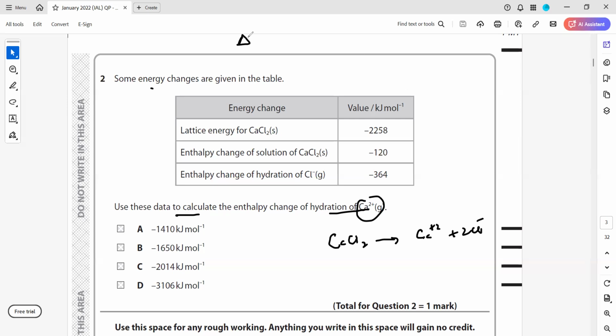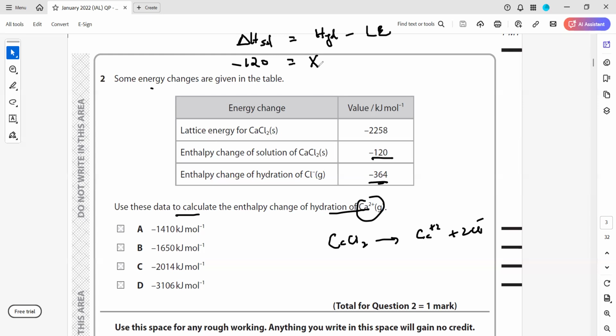The formula is that the enthalpy change of solution is equal to hydration minus the lattice. That's the formula. So the enthalpy change of solution is given to us, that is minus 120. Then the hydration is for both ions, the hydration for calcium and the hydration for chloride. So hydration for 1 mole of chloride is minus 364. So for 2 moles, it will be 2 times.